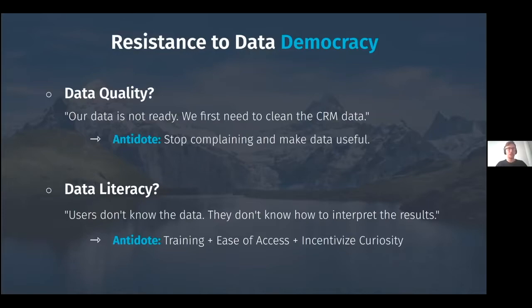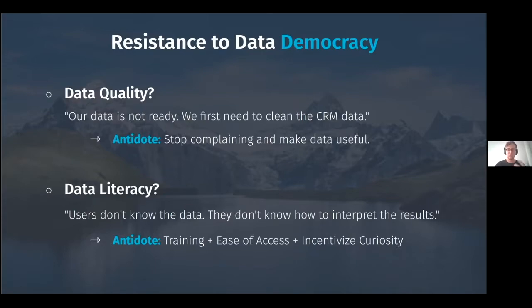On the other hand, there's also data literacy, right? Which is also, users don't know the data. They won't know how to interpret results. Now, I don't think they should become data scientists, right? And I don't think we should make sure that they are already perfect and know everything before they get access to it. Because again, the same story here, if you don't give them something to explore, something to get value out of, there's no motivation to actually learn.